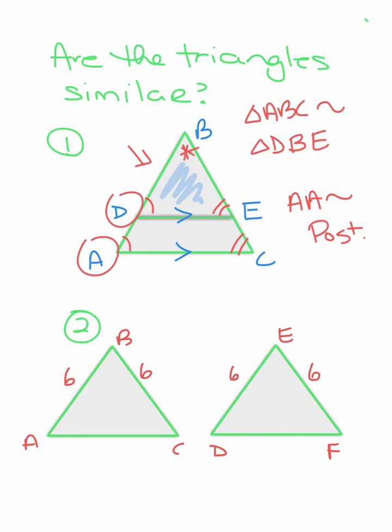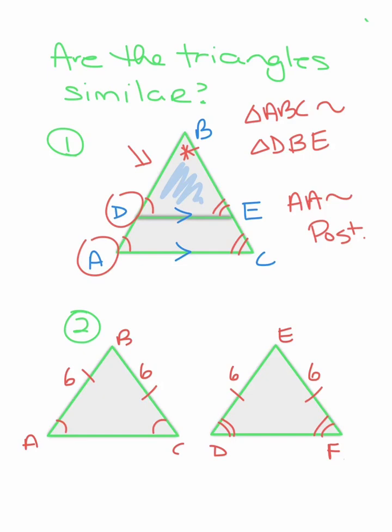In number 2, I have two triangles that are both isosceles. So I know that BA is congruent to BC because they both have a measure of 6, which means this angle is congruent to this angle. A and C are congruent. Now, even though in the other triangle, triangle DEF, I also have isosceles, and again, I know that they are congruent. They're both 6, and I know that my base angles are congruent, but here's the problem with this one.